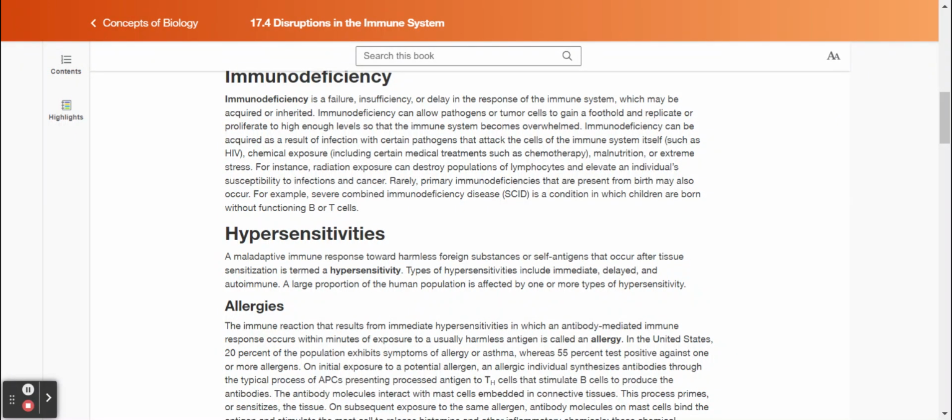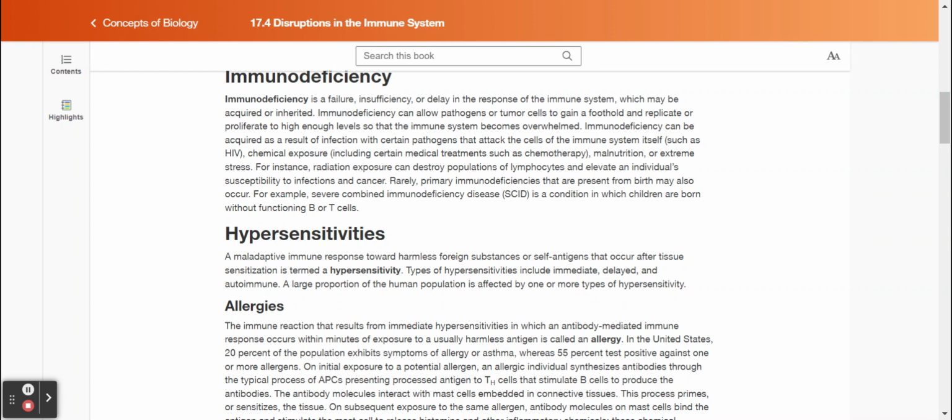Immunodeficiency. Immunodeficiency is a failure, insufficiency, or delay in the response of the immune system, which may be acquired or inherited. Immunodeficiency can allow pathogens or tumor cells to gain a foothold and replicate or proliferate to high enough levels so that the immune system becomes overwhelmed.